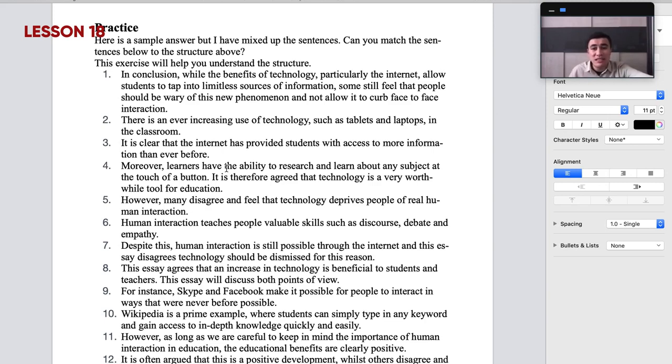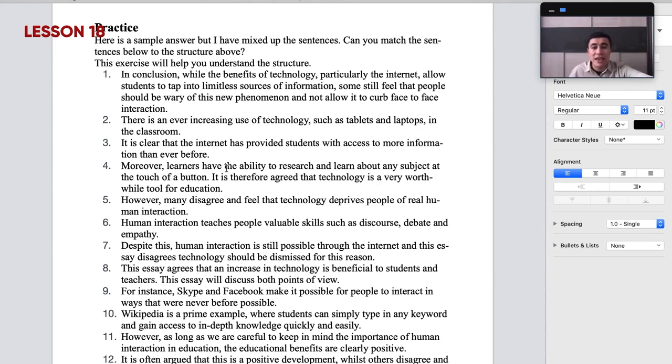However, many disagree and feel that technology deprives people of real human interaction. Human interaction teaches people valuable skills such as discourse, debate, and empathy. Despite this, human interaction is still possible through the internet, and this essay disagrees. Technology should be dismissed for this reason. This essay agrees that an increase in technology is beneficial to students and teachers. This essay will discuss both points of view.